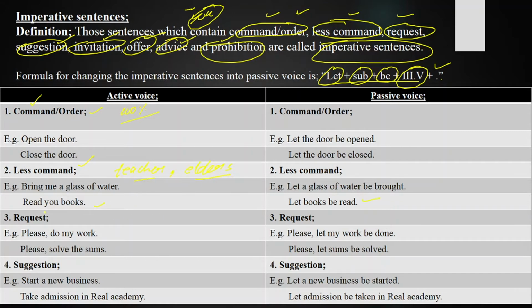After that we have request. For making sentences of request, first you need to use please, and then your sentences for request will be made. You'll say, please do my work, please let my work be done. Please solve the sums, please let the sums be solved.